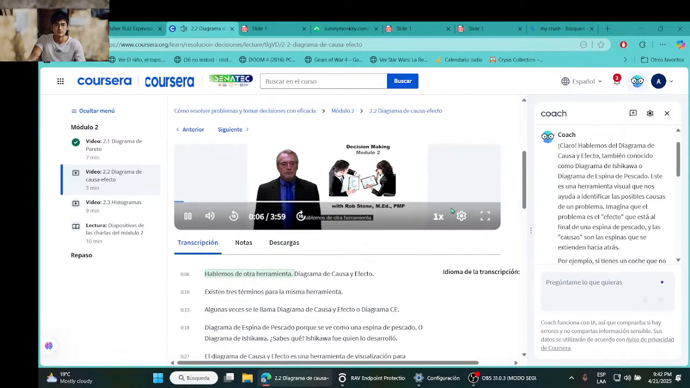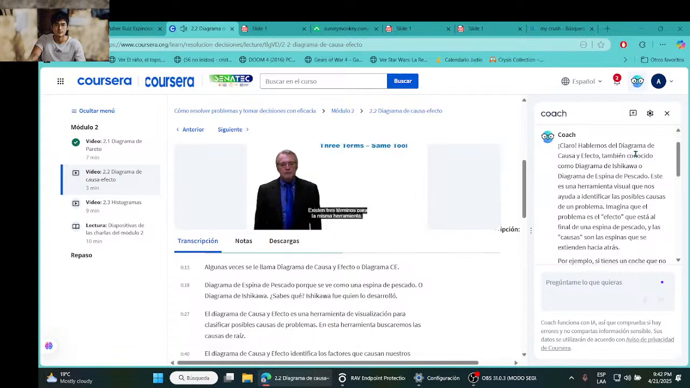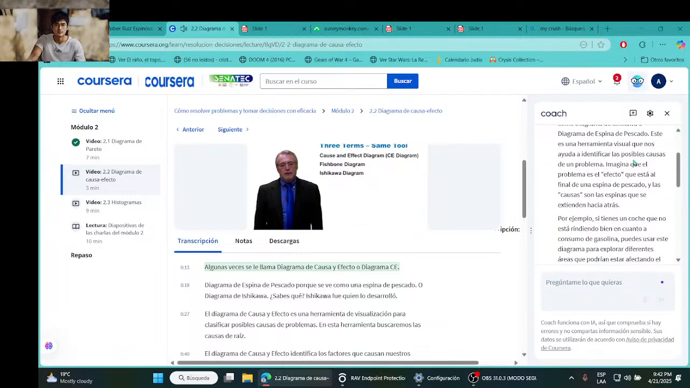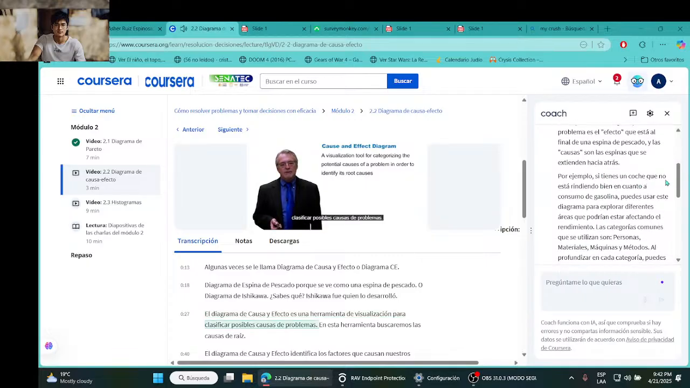Let's talk about another tool, a cause and effect diagram. There's 3 terms for the same tool. Cause and effect diagram, or CE diagram, you'll see it written sometimes. Fishbone diagram, because it kind of looks like a fishbone. Or an Ishikawa diagram, guess why? Ishikawa is the one who developed it. Cause and effect diagram, it's a visualization tool for categorizing potential causes of problems. And in this tool, we're going to be looking for root causes.